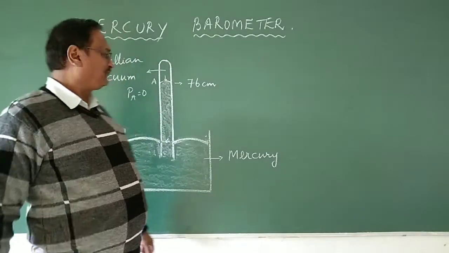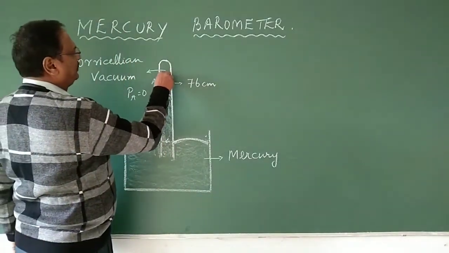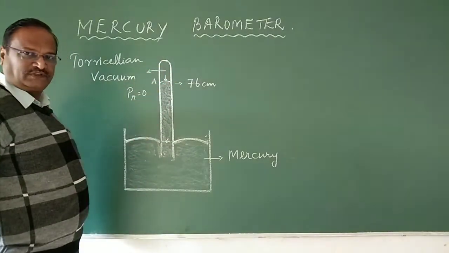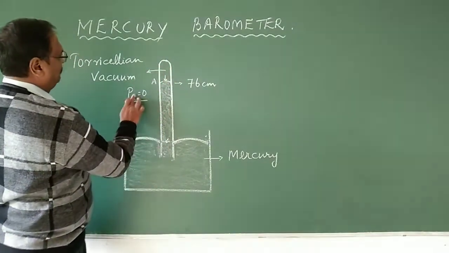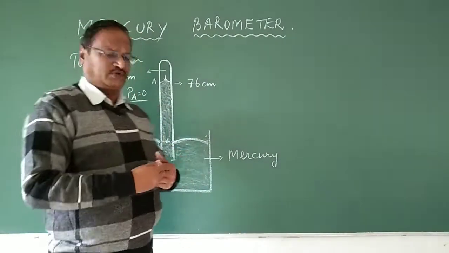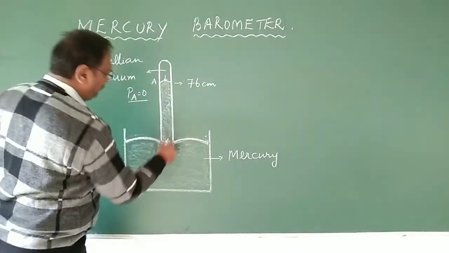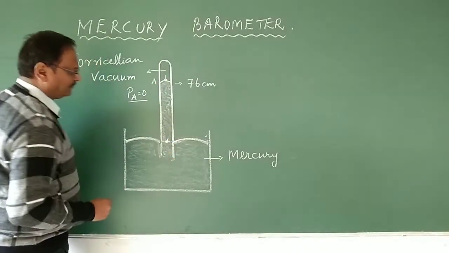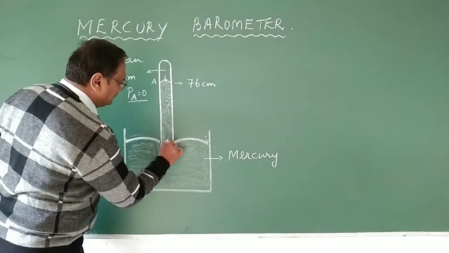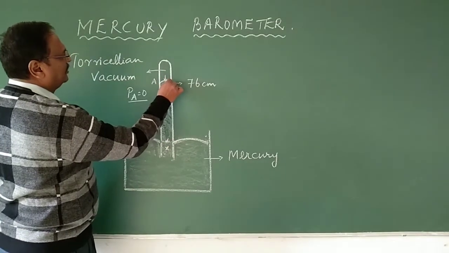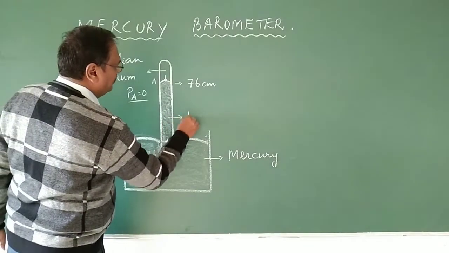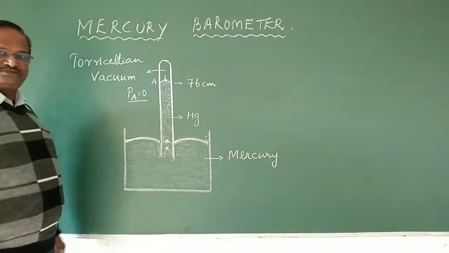Let me continue. So the pressure at this point A, since it is vacuum here, is 0. The pressure at point A is 0. Now let us move forward and find out what is the pressure at this point here. Let us say this point is X. The pressure at X will be due to the mercury column. The whole thing is mercury, Hg, so due to the mercury column.